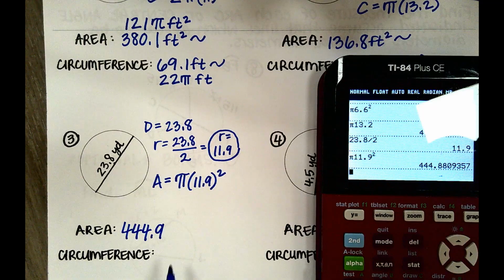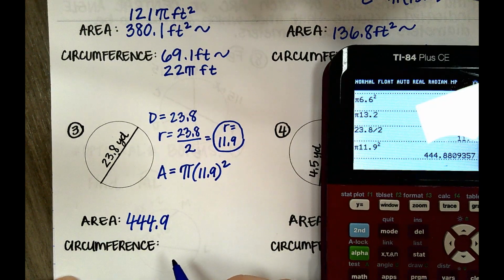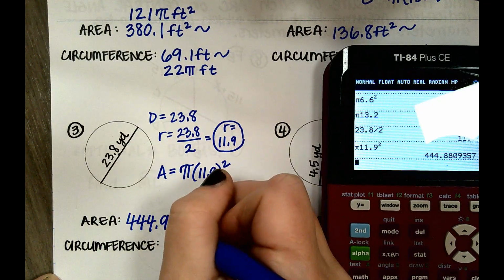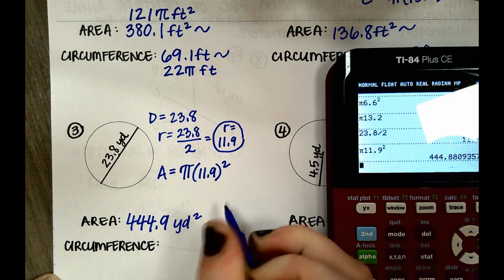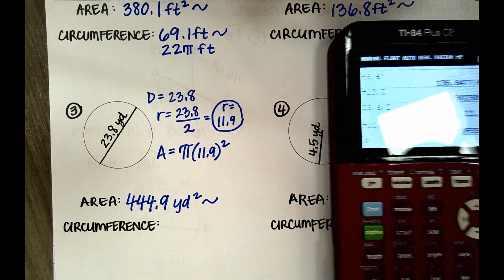What would my units be? Yes, yards squared. Tilde at the end. This is approximate. And circumference.